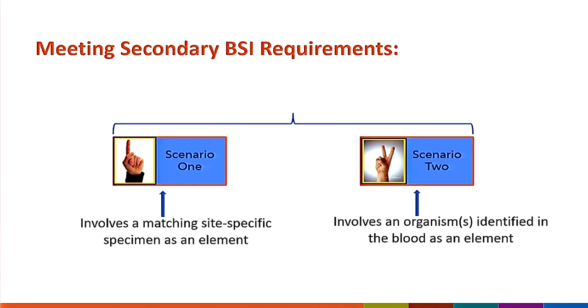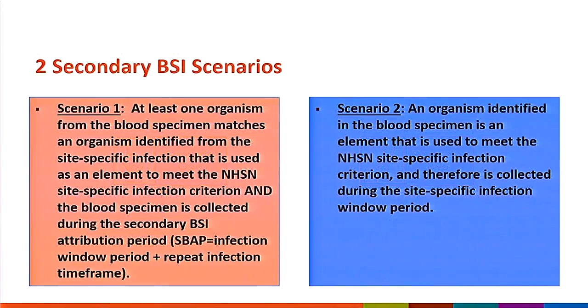In scenario two, an organism is actually identified in the blood, and that positive blood specimen is used itself as an element of the infection criterion. So again, there's two and only two secondary BSI scenarios.